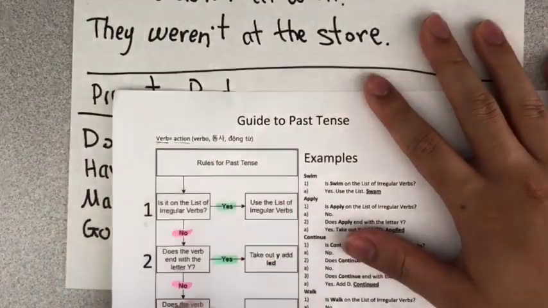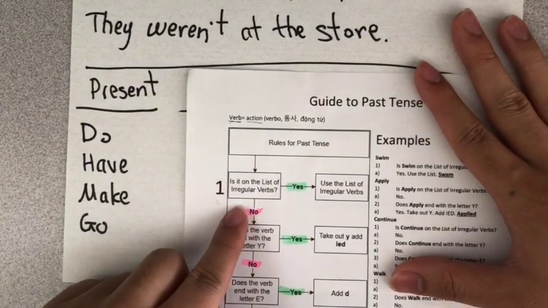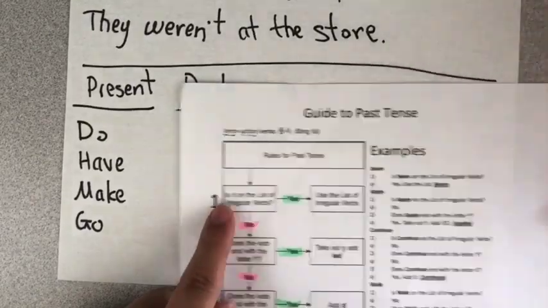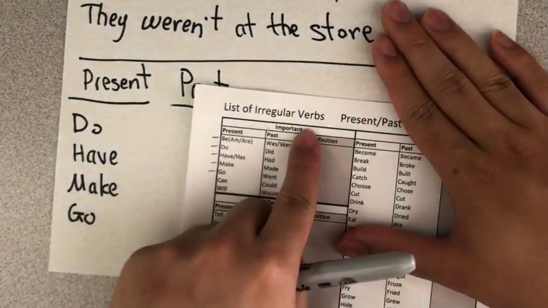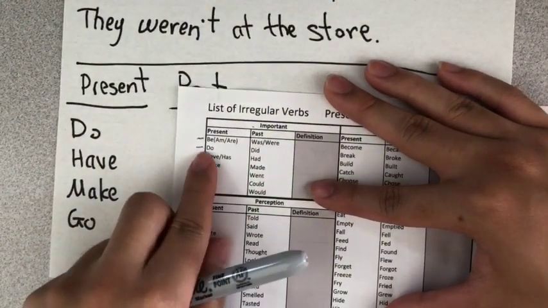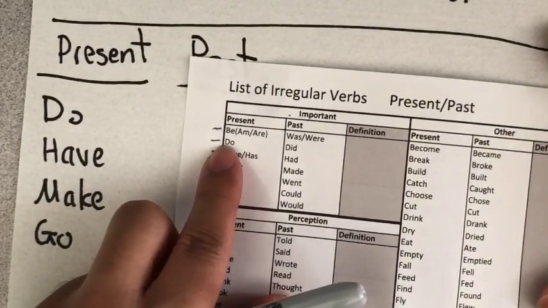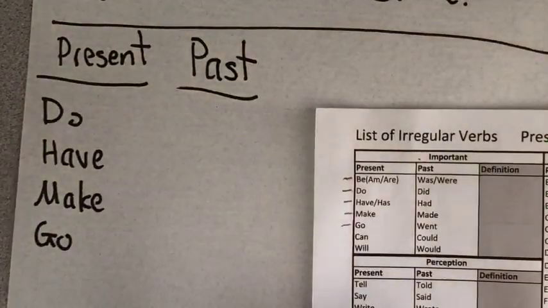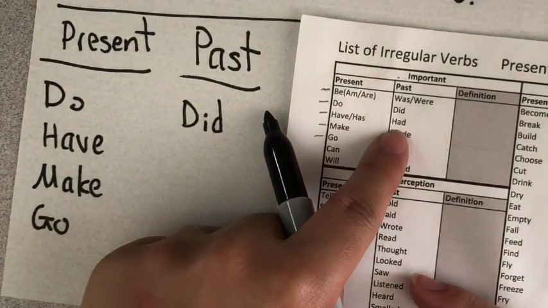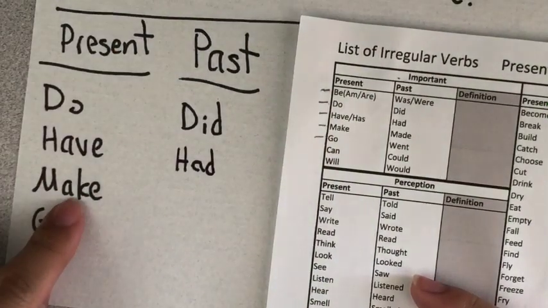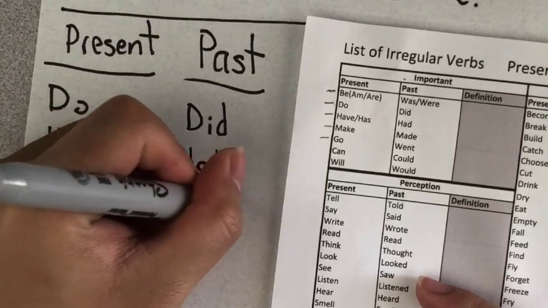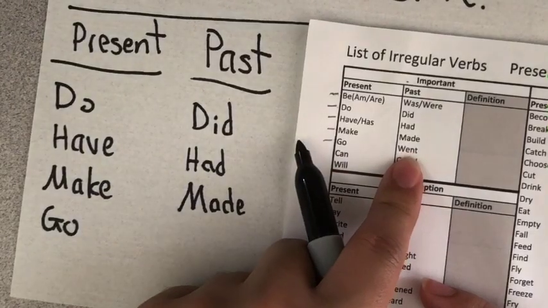And we can use the guide to past tense. So because today we are only using irregular verbs, we already know that these verbs are irregular. So we do rule number 1. These are all irregular verbs. So we will use the list of irregular verbs. All of these verbs are in the important section. They're all right here. So we have do. Do is present. In the past, we say did. Have is present. Past is had. Make, present. Past, made. Go. Went.